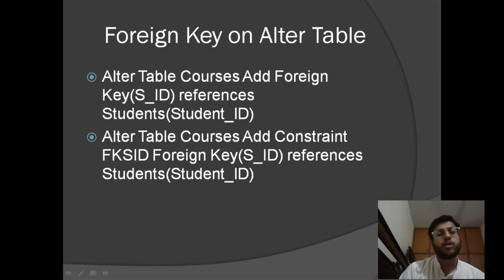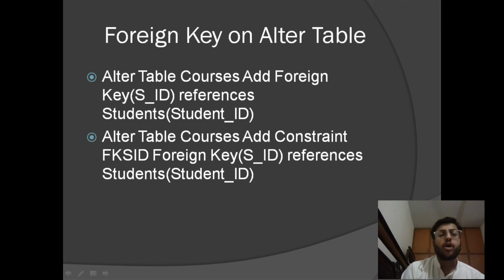So what we are gonna do is we're simply gonna write alter table courses add foreign key SID referencing to the students and the student's ID. Now what we are doing over here is we are giving the constraint to the SID and from which table it is referencing and what column on that table it is referencing, right? Now what we are doing here is we are adding the foreign key constraint to the SID column of the table courses and we are referencing to the table students and the student ID of that table, right?